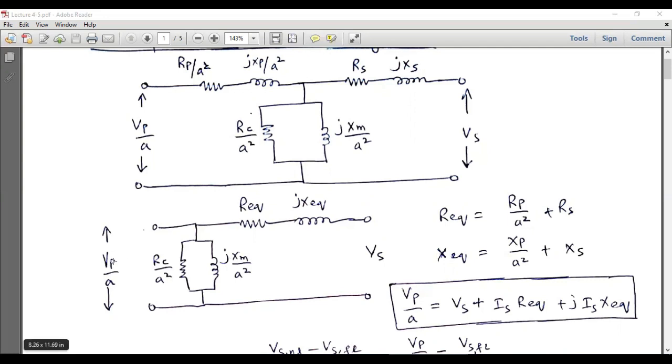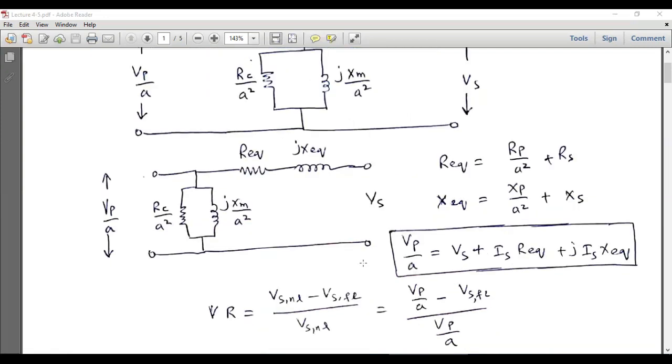This is the transformed primary voltage and this is the secondary voltage. So we can apply Kirchhoff's voltage law for this equivalent circuit, and by applying KVL, we can write Vp over a as the sum of Vs plus Is into R equivalent plus jIs into X equivalent, because Is is the current which is flowing through these parameters.